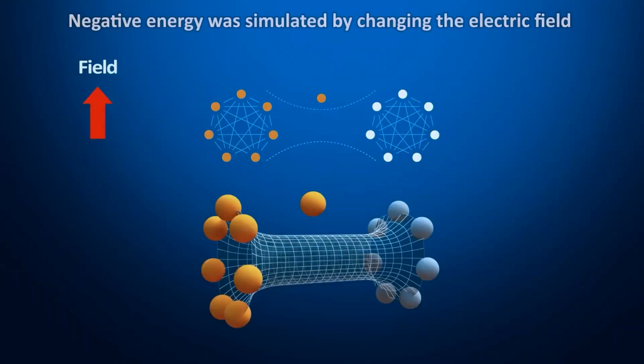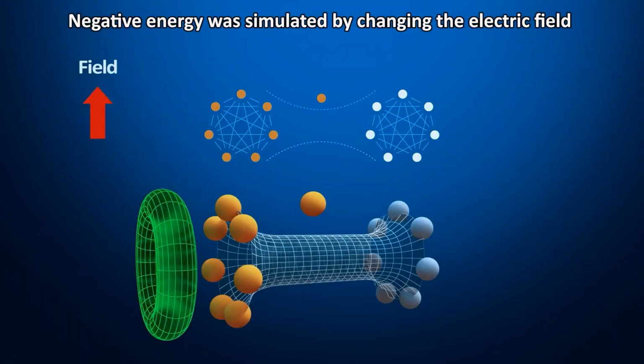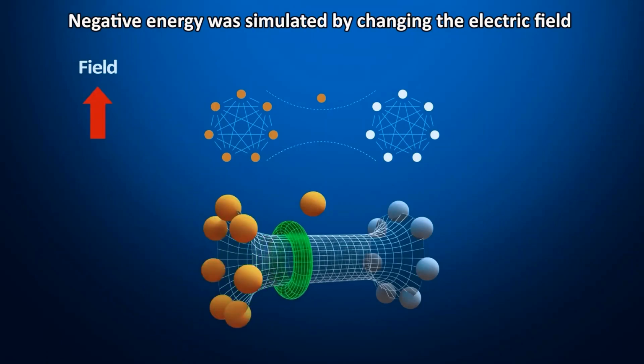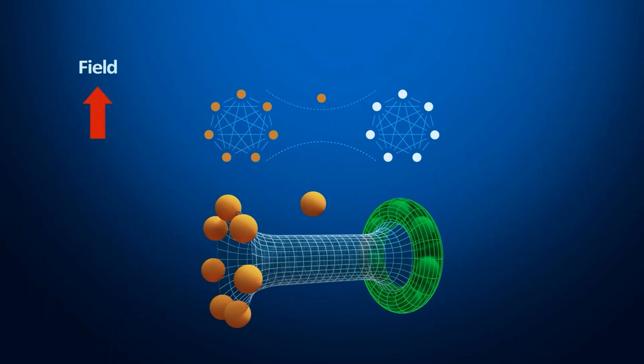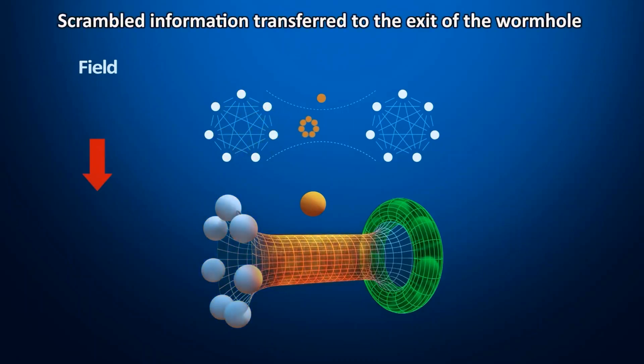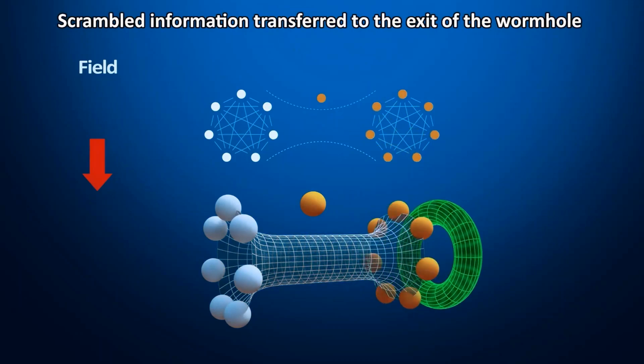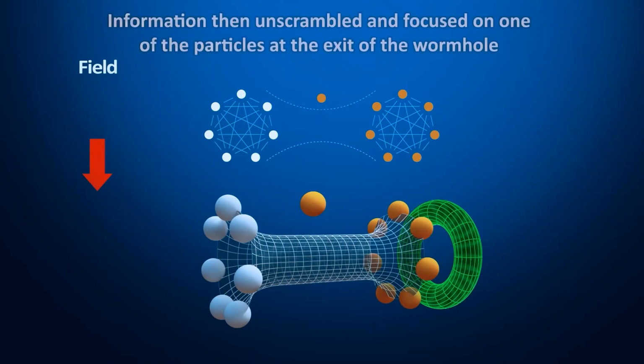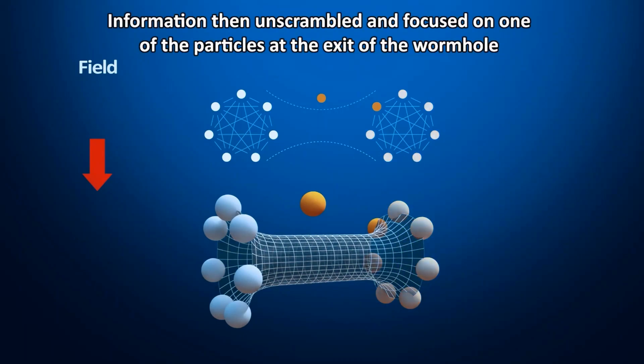Next, the experimenters simulated the pulse of negative energy needed to keep the wormhole open so that the information or particle could be pushed through it. They did this by rotating the spin direction of the qubits by changing the electric field. As the wormhole continued to evolve, the scrambled information from the probe was transferred to the exit of the wormhole, consisting of the 7 particles on the other side. And then it unscrambled and focused on a single particle at the exit of the wormhole. This is analogous to the scrambled drop of ink in water turning back into a drop.